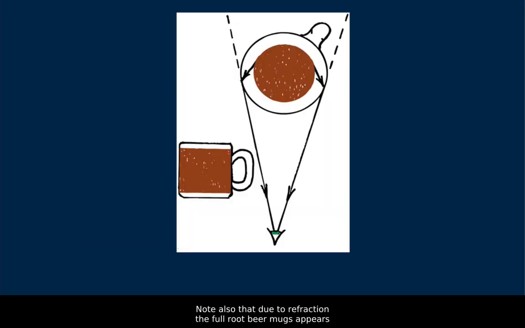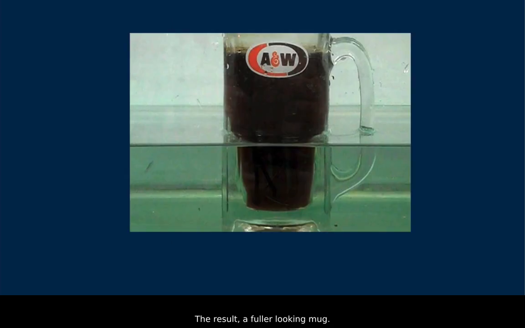Note also that due to refraction, the full root beer mug appears to hold more root beer than it actually does. Sample light rays coming from the root beer refract toward the viewer's eye. The result, a fuller looking mug.